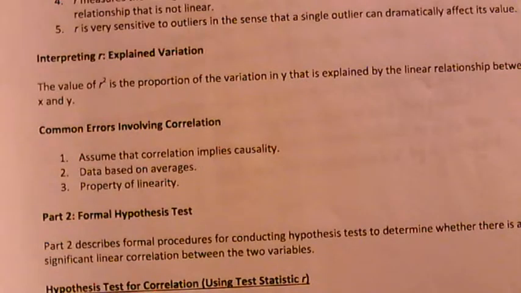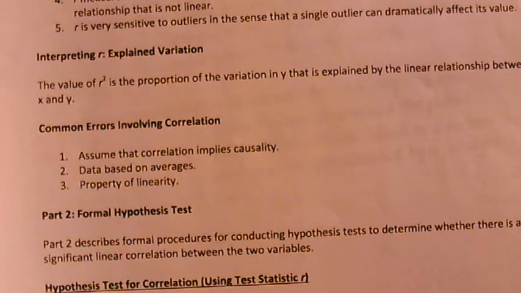And there are some common errors that involve correlation. One of them is assuming that correlation implies causality. If there's a correlation between the two, we can't say that the first variable is the cause of the second variable, or the second variable is the cause of the first one. That's not true. And also data based on averages is also a common error. And also the property of linearity is another common error that involves correlation.